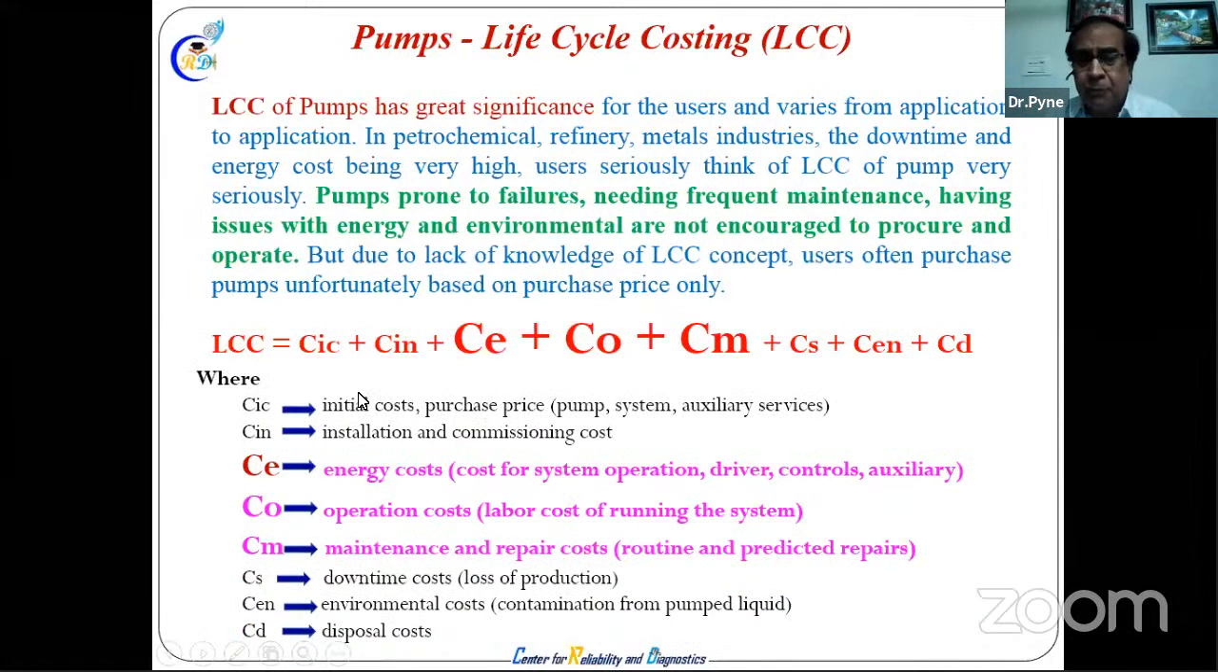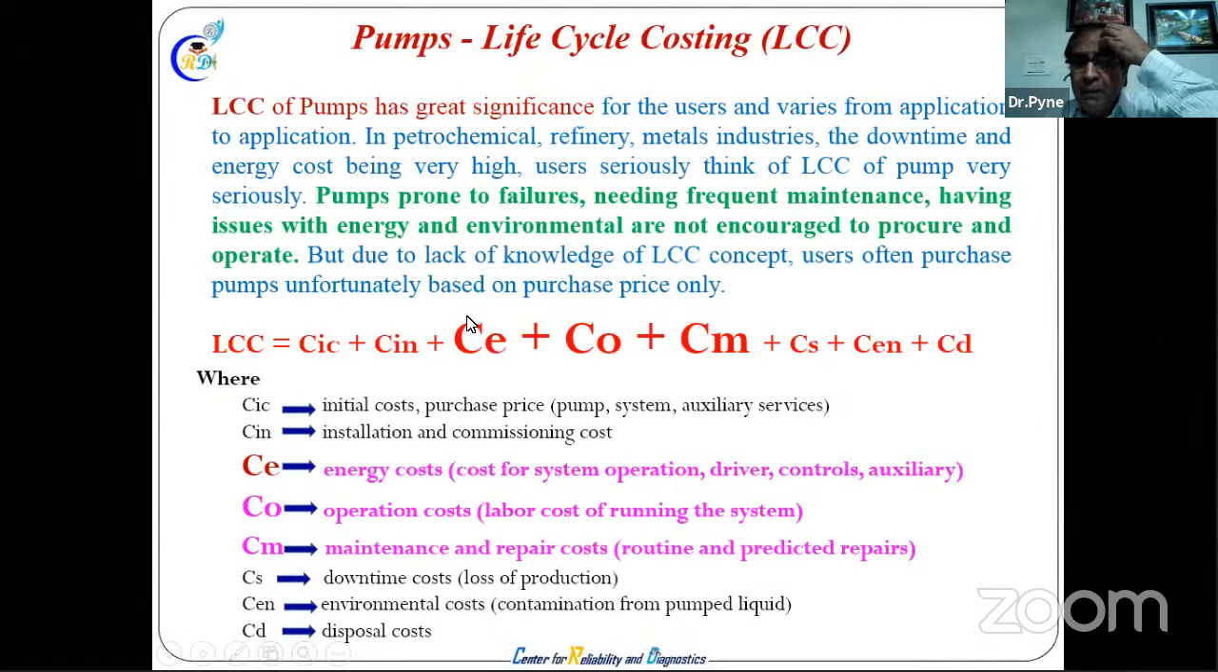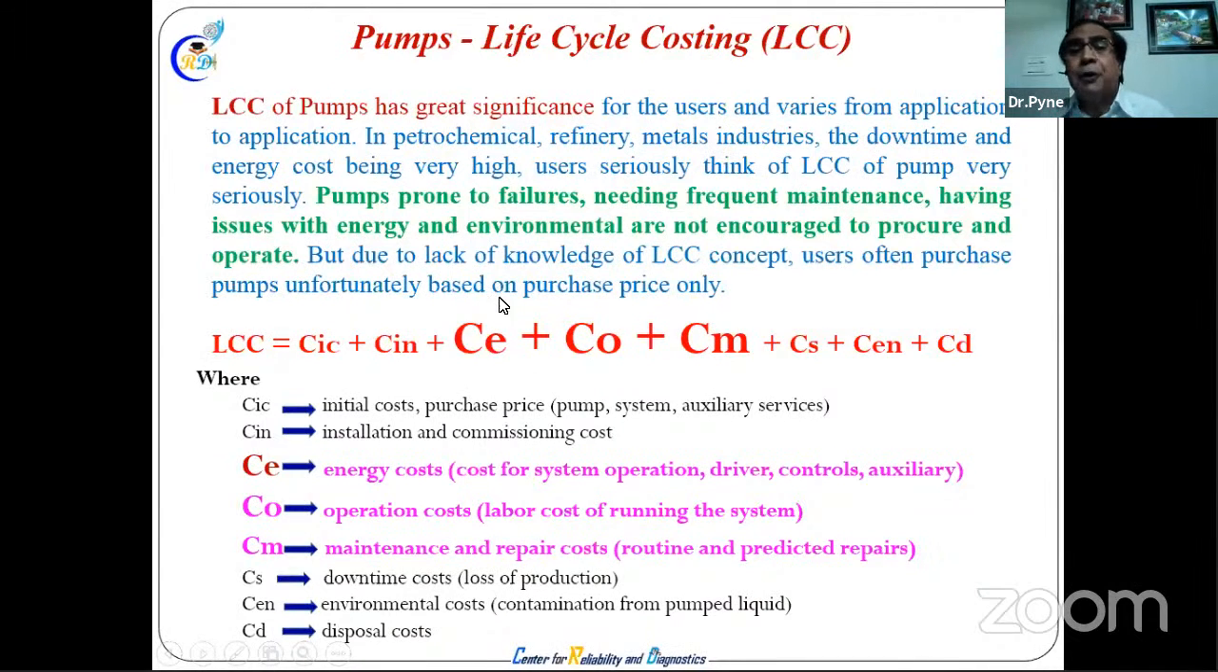The initial cost of purchasing is very small. Then installation, commissioning later on. Then energy cost is second. How much is the energy cost? Operational cost, by putting in power and other things. Then maintenance cost. These three things are to be taken into consideration. These are to be considered when you count the full life cycle concept.